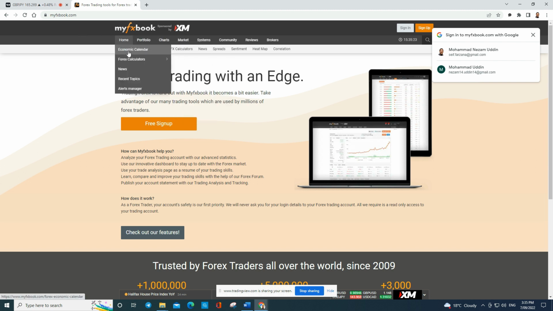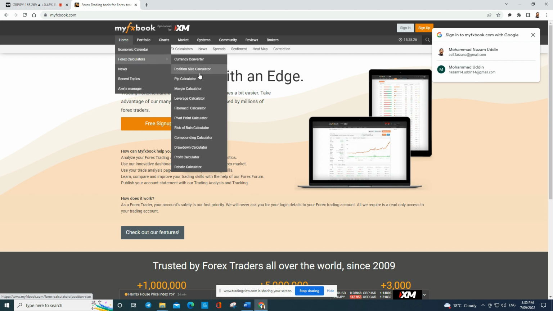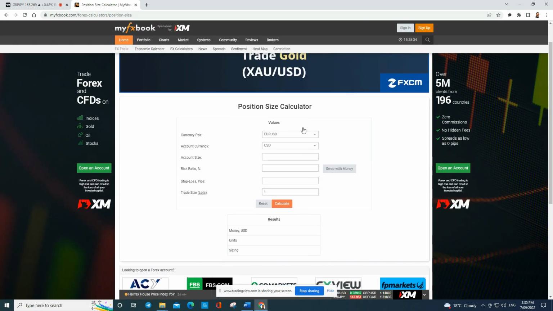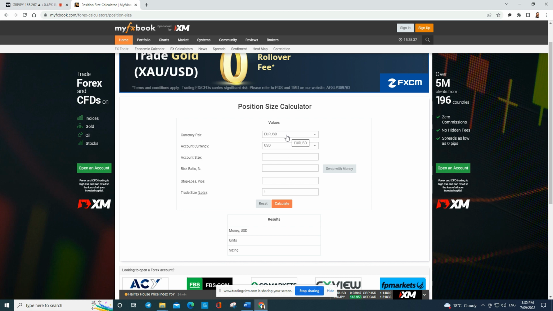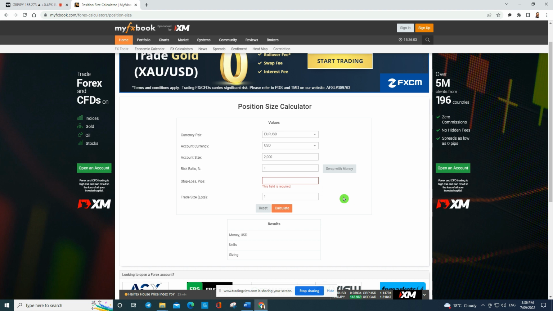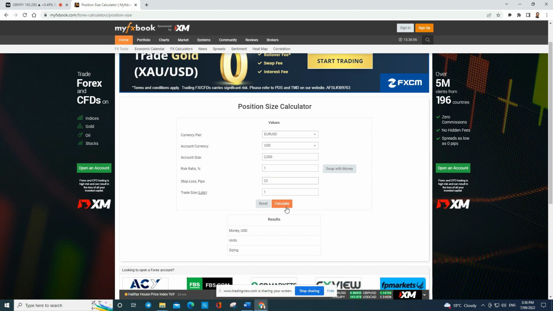Once you go to this website, go to the forex calculator, then go to the position size calculator and click on this one. Now in less than a minute you can calculate the lot size. For example, euro dollar is the pair you are trading, then your account currency, whether euro, GBP, or USD. Then your account size, let's say $2,000, and the risk ratio, how much percentage of risk you want to take. I normally take 1%. Then the stop loss pips, let's say 25 pips as an example, and then calculate lot size.